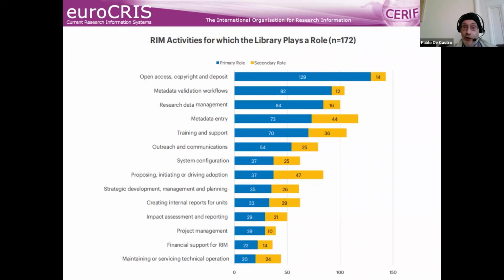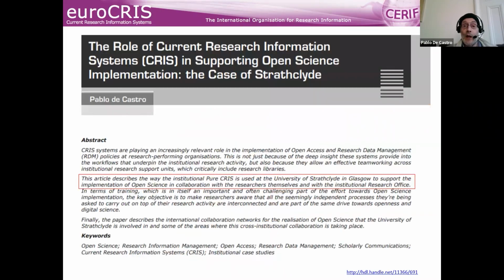So I haven't mentioned research libraries in my talk yet, but this is a snapshot from the global RIM survey I mentioned earlier, for research information management activities, in which the library plays a significant role. And you can see a lot of activities there, mostly about metadata management, in which the library has a key role to play. So this is an important area. And this is why I mentioned Aaron Tay's blog post at the beginning. I'm not going to go much deeper into open science implementation.